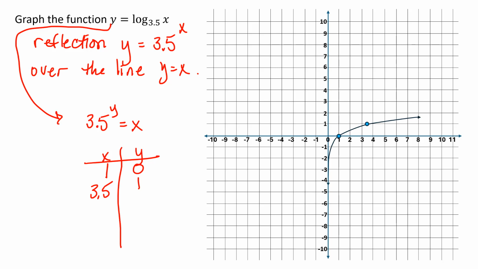As your y value gets very big negatively, as it goes down, down, down into the negatives, your x is getting very close to 0, but it can never be 0 because it doesn't matter what you raise 3.5 to, it will never equal 0. But 3.5 to a very big negative number is going to be a tiny, tiny number very close to 0. So the graph is approaching that y-axis. The y-axis is an asymptote for this graph.